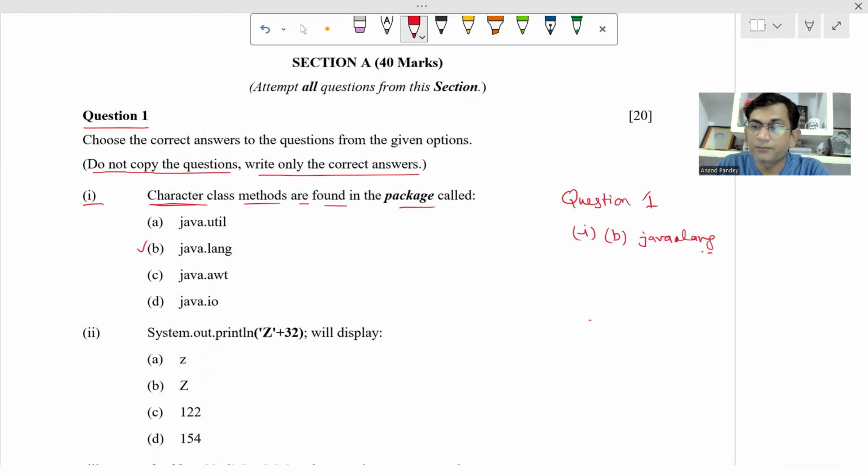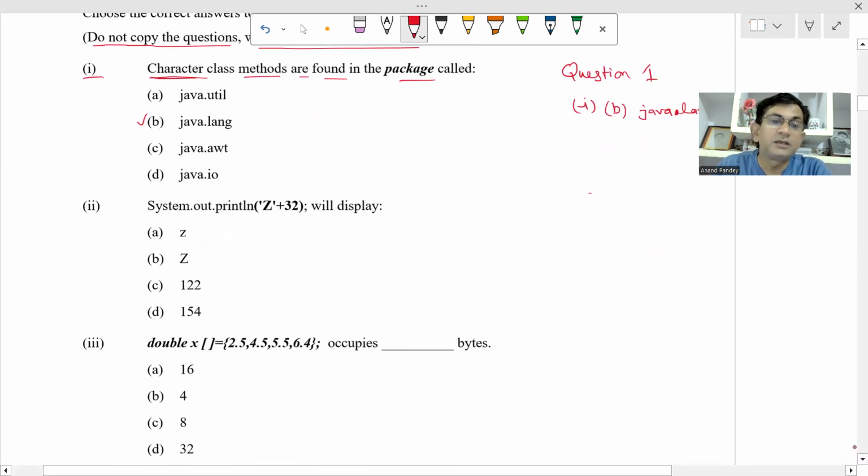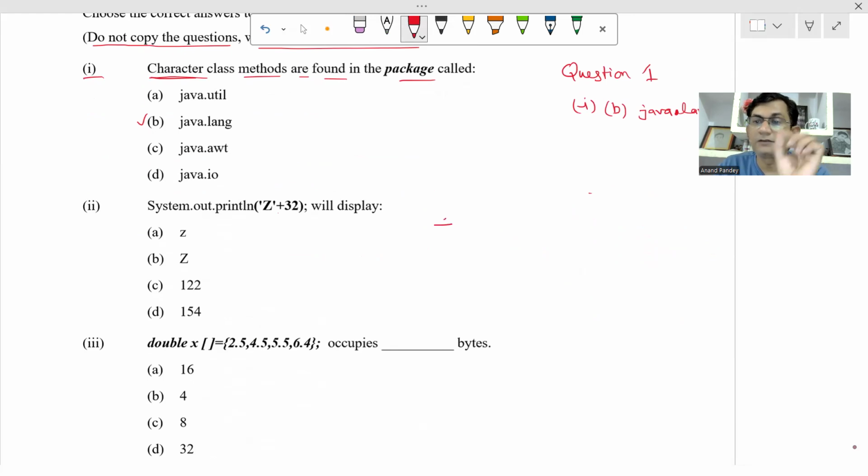Now, question number 2. System.out.print z plus 32. Before telling the answer of this question, let me tell you a little bit about this plus symbol. This plus symbol has two roles. It works as an addition operator, and it works as a concatenation operator.